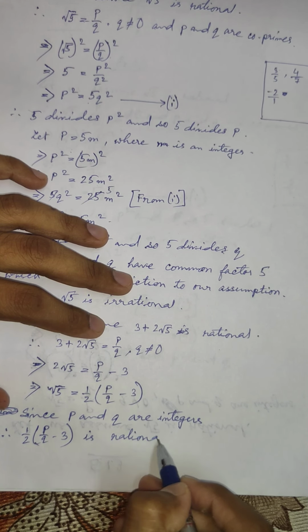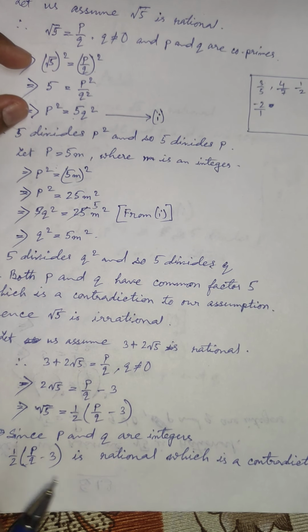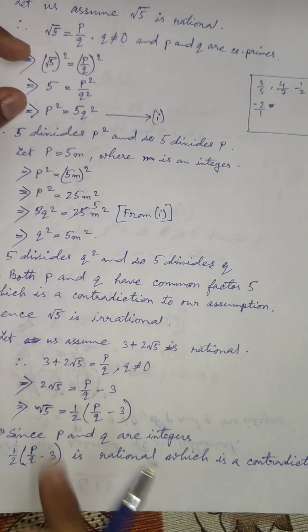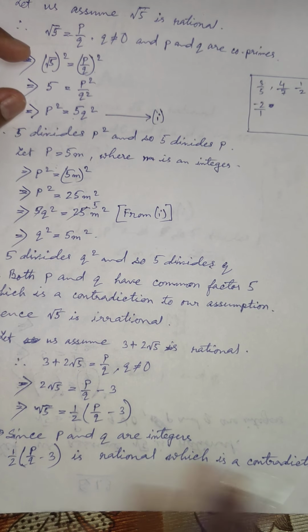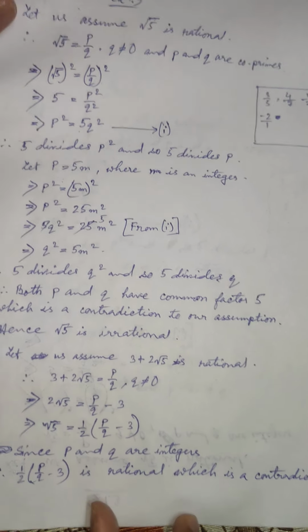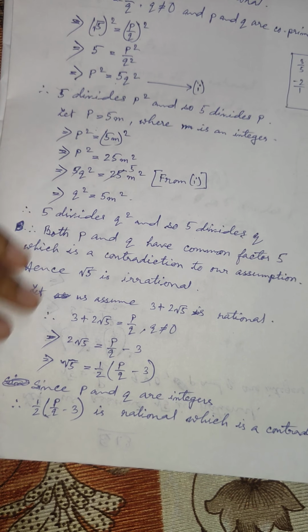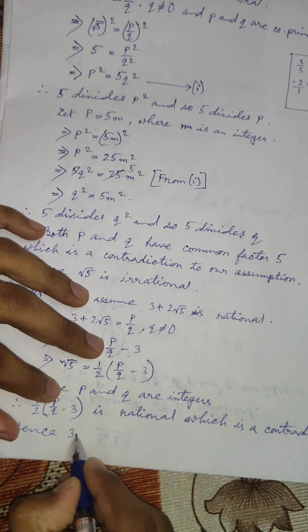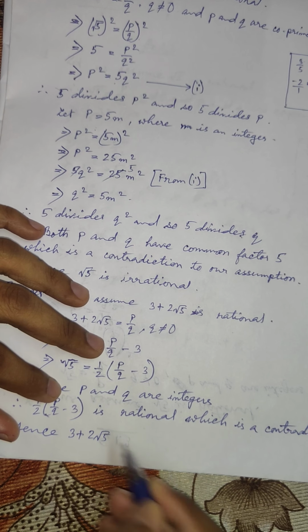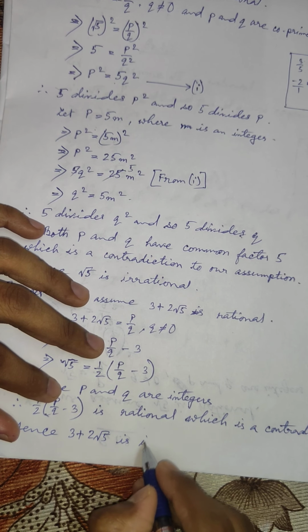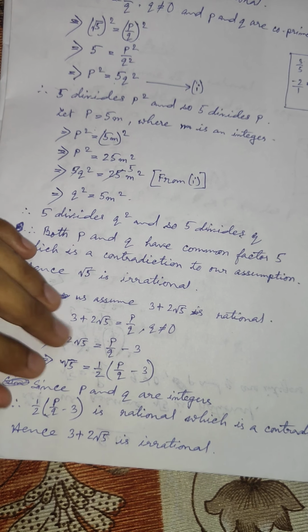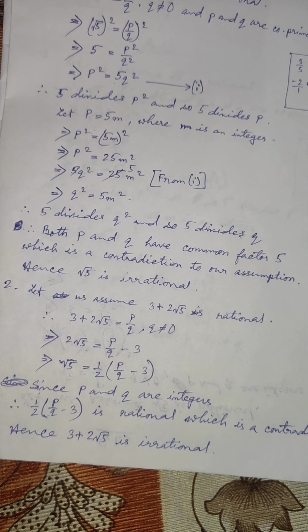Why is this a contradiction? Because this is the value of root 5, and this cannot be rational as root 5 is irrational, which we have already proved. So the value of root 5 cannot be rational, that's why it is a contradiction. So our assumption was wrong, hence 3 plus 2 root 5 is irrational. Alright, thank you.